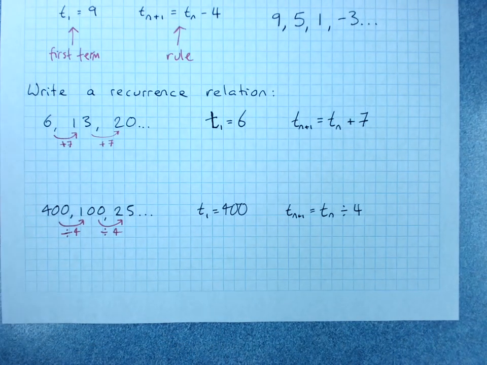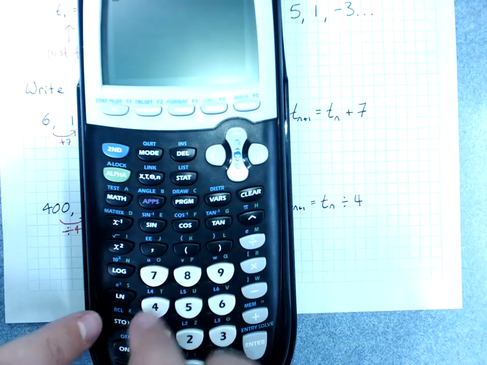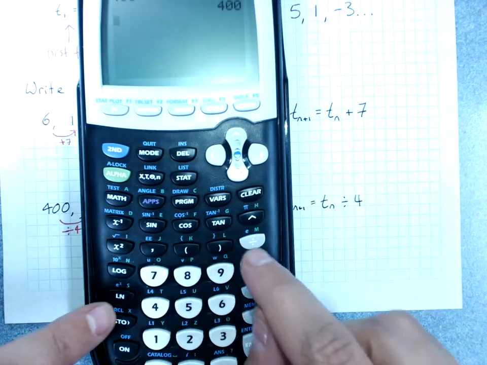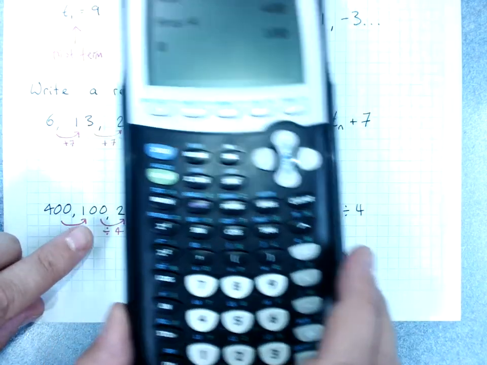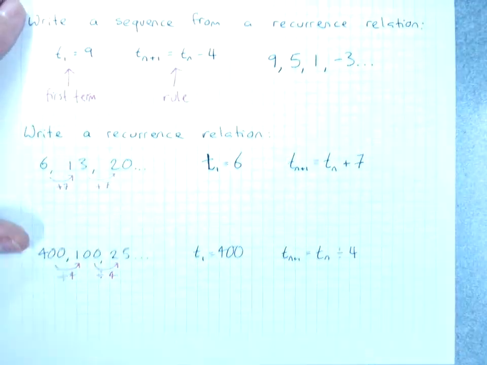To check that you were right, start at 400 and hit enter, then divide by 4. I got 100, hit enter again, I got 25. You've checked and you're right.